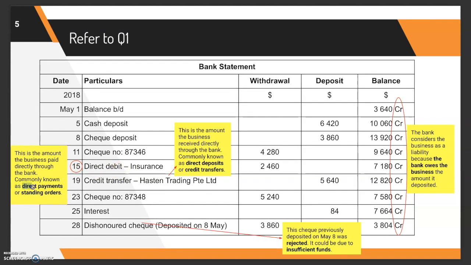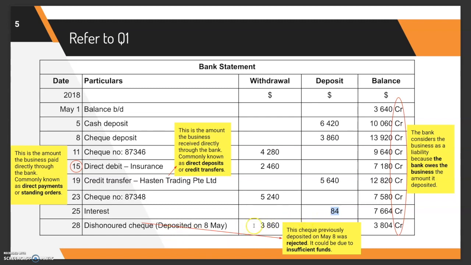This is commonly known as direct payment or standing orders, and in Singapore we call it GIRO. Then on the other hand, on the 19th, we received a deposit of 5640 from Aston Trading. This is called a credit transfer. It is the amount that we receive directly through the bank. So someone has transferred the money to us. And here we also see an $84 interest income which the bank is giving to us for using their service, depositing money into the bank.